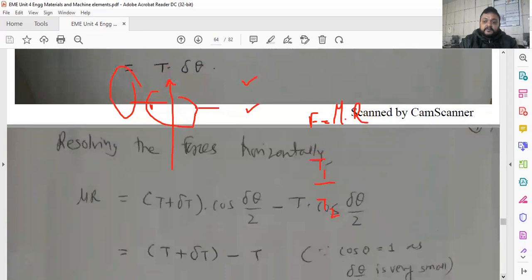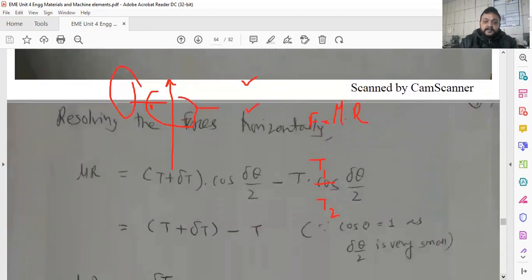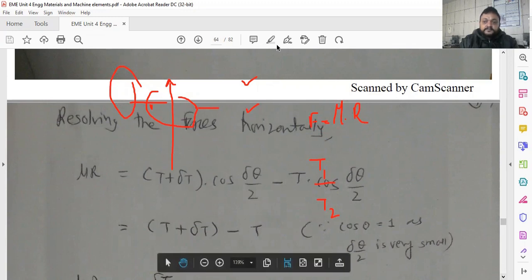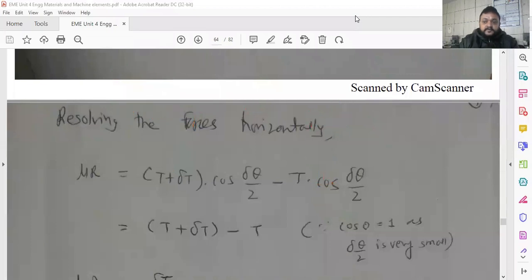Mu into R, F is equal to mu into R, is equal to the T plus delta T cos component minus T into cos delta theta by 2. So T plus delta T minus T, as cos theta, cos 0, is equal to 1. So delta theta by 2 is very small, so we are considering this as 1 and this as 1. So the resulting expression is T plus delta T minus T.